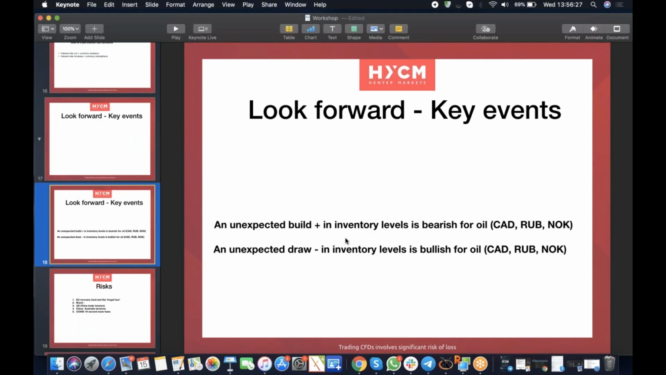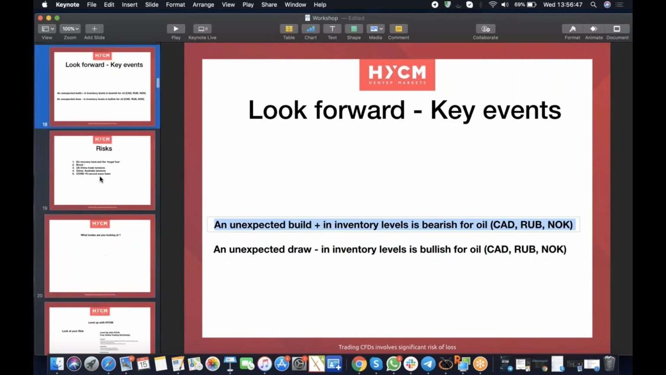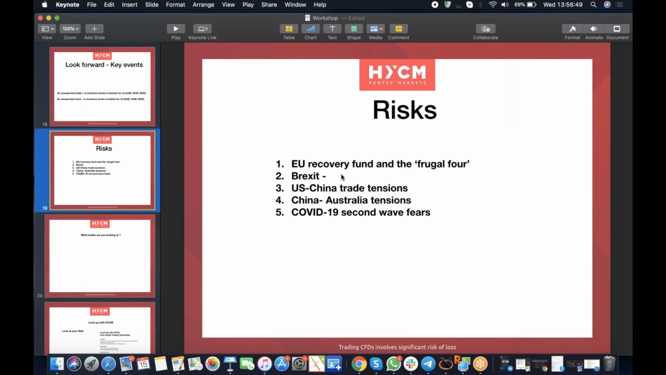So here's just a quick summary for you. An unexpected build in inventory levels is bearish for oil. An unexpected draw in inventory levels is bullish for oil, but remember, a draw is expected today. So the focus for today is an unexpected build. Risks that we have generally in the market are here. I've gone through them again during the session, so I won't go through them here. I'll just leave them on the screen.